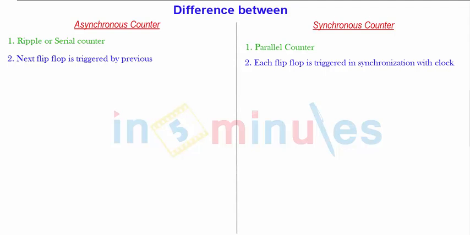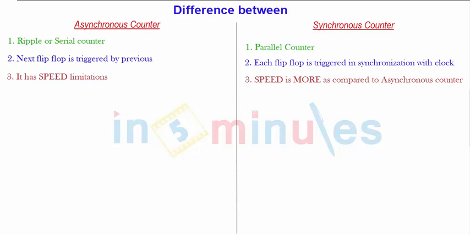Meaning, all 10 flip-flops in the synchronous counter will change their output simultaneously, in synchronization with the clock pulse provided. And with respect to point number 2, in the asynchronous counter the next flip-flop is triggered by the previous one. That's why it has speed limitations, because unless the previous flip-flop gives the output, the next flip-flop won't work. Whereas in the synchronous counter the speed is always more compared to asynchronous, because all the flip-flops change their output simultaneously in synchronization with the clock.